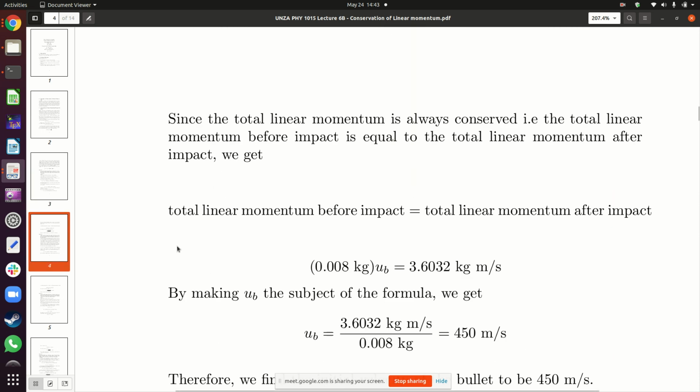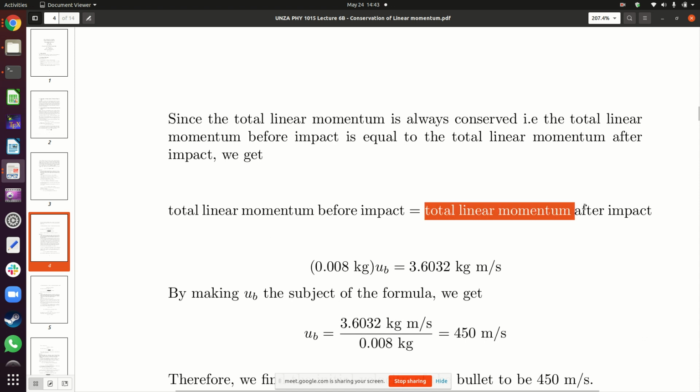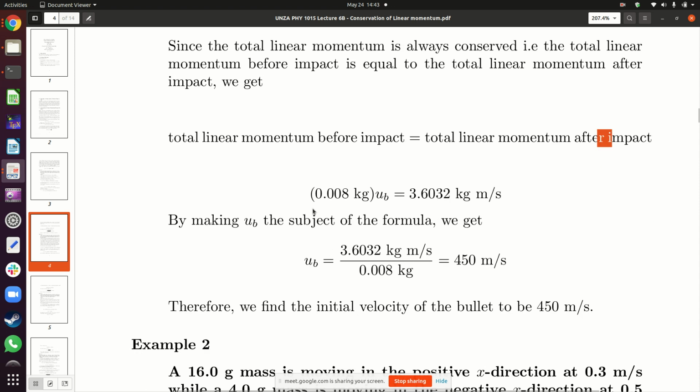So when we equate them, as per the requirement that the total linear momentum before impact should be equal to the total linear momentum after impact, you end up having 0.008 kgs UB. So this is the total linear momentum just before impact. Then this side here, 3.6032 kgs meters per second, is the total linear momentum just after impact.